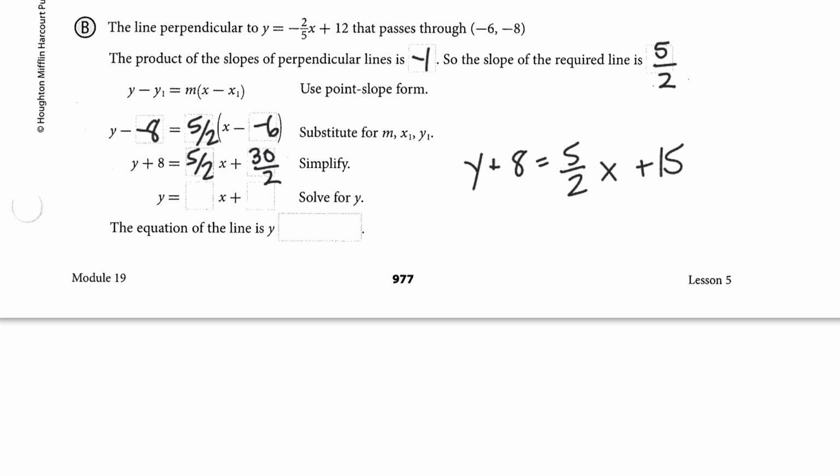Then we're going to subtract the 8 to the other side. The slope remains the same, but 15 minus 8 is 7. The equation of the line is y equals 5 over 2x plus 7.